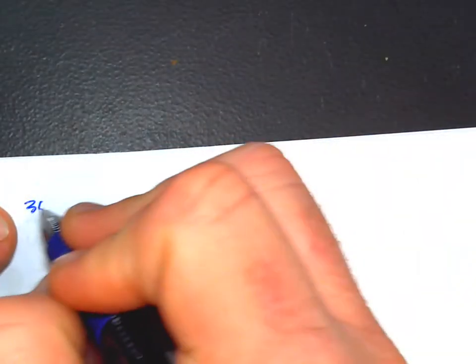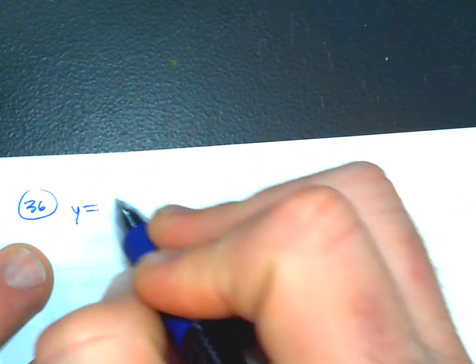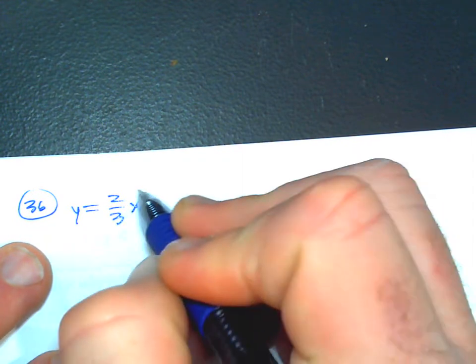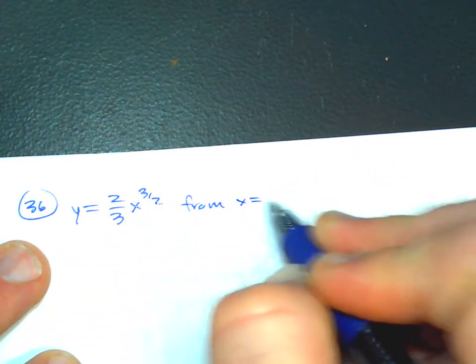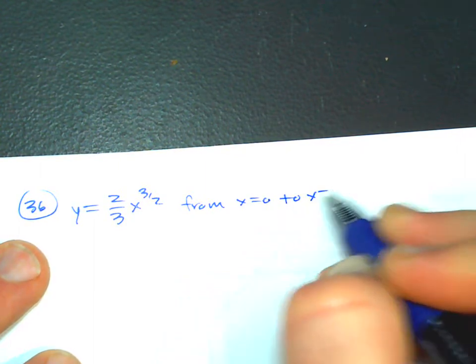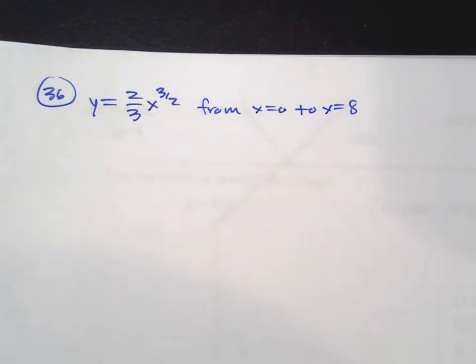36. Find the length of the curve y equals 2/3 x to the 3 halves from x equals 0 to x equals 8. It's multiple choice. Doesn't matter. You've got to do all the work. There's no way out of it. Multiple choice usually means more work, if anything. It's at least as much work.